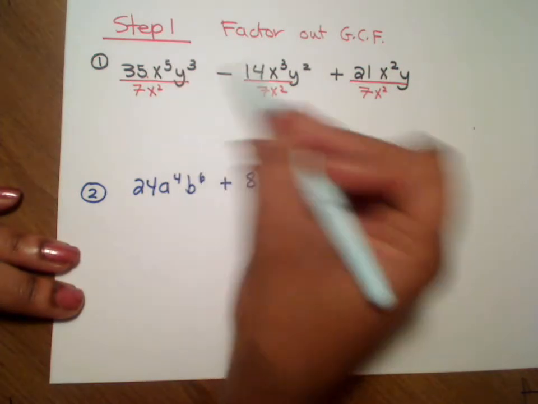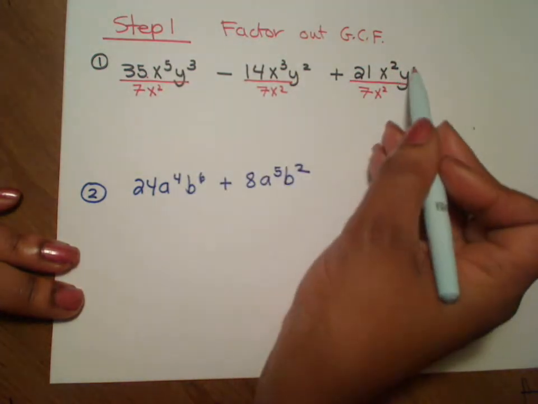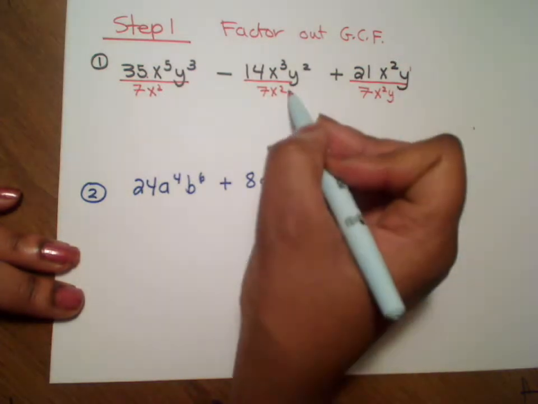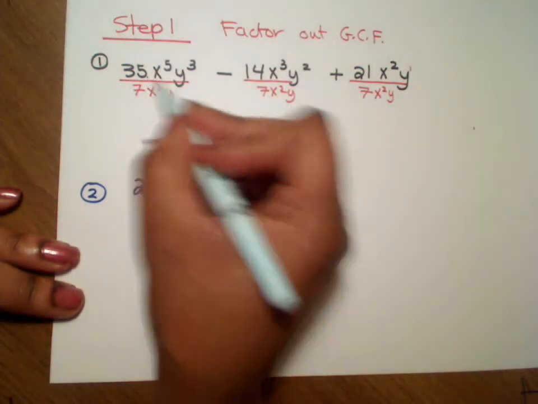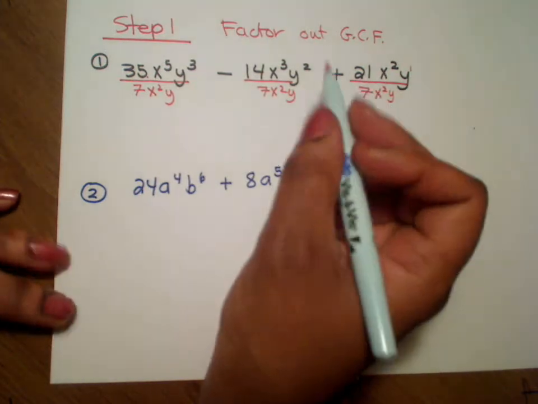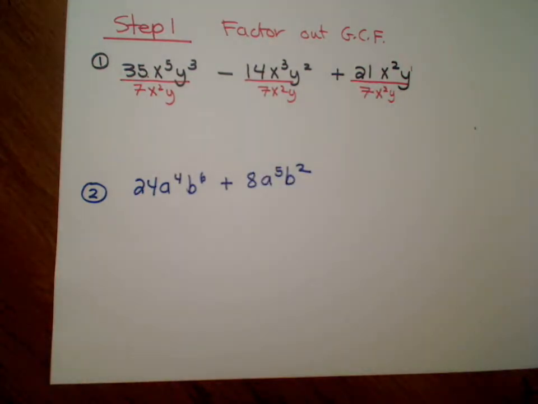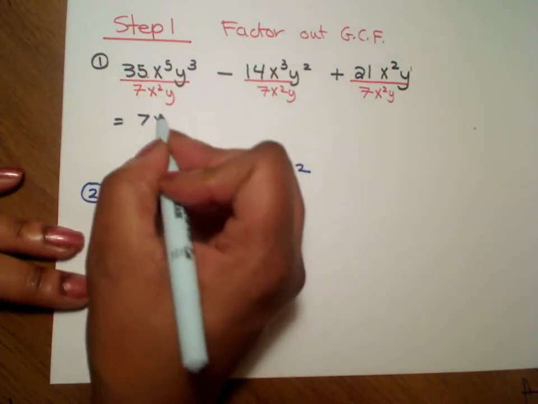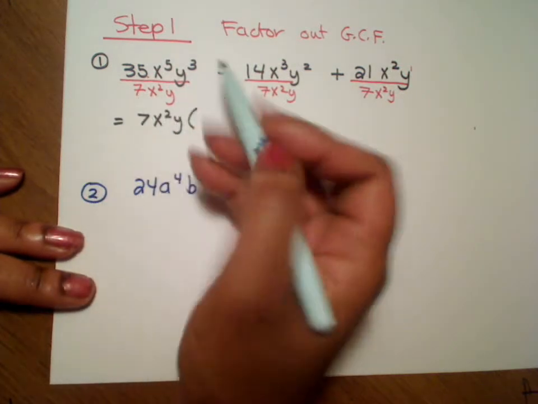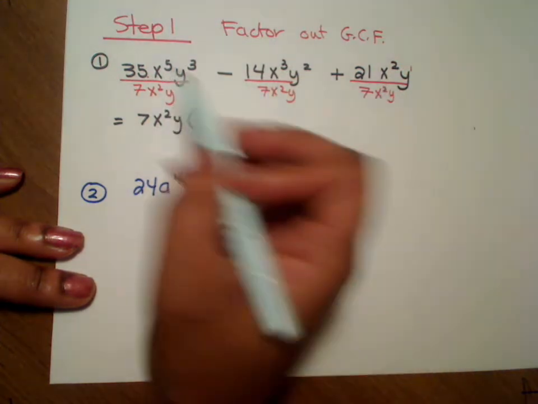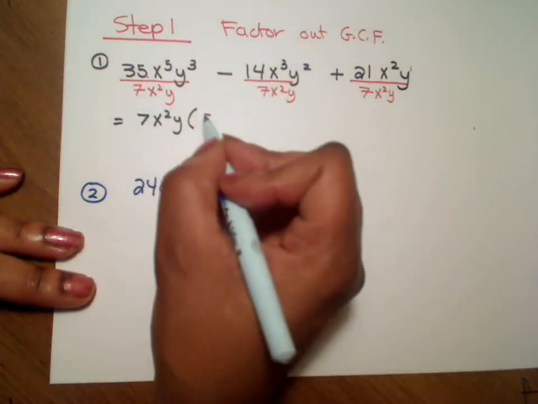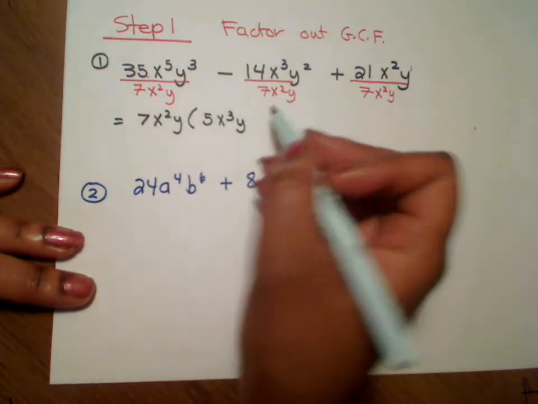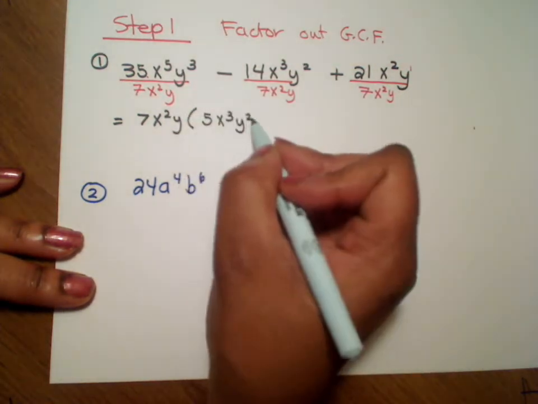Now notice once again that I'm going to take a look at my y. Y to the 1st power happens to be the smallest, so I'm going to factor out a y out of all 3 terms. My final answer, when I get ready to do it, will start with what I factored out, which happens to be 7x squared y. Now I'm going to reduce each one of my terms. When I reduce this, I end up with 5x to the 3rd and y to the 2nd.